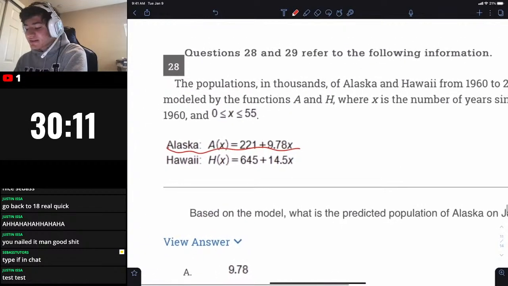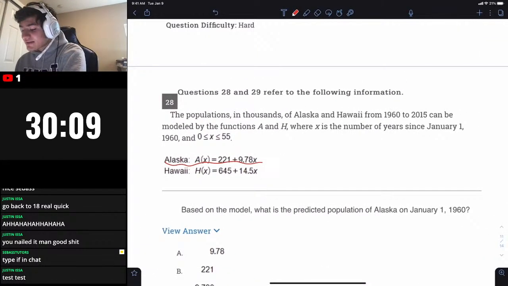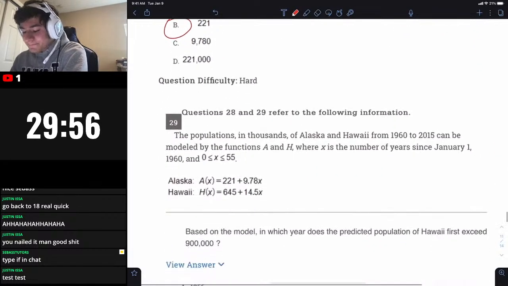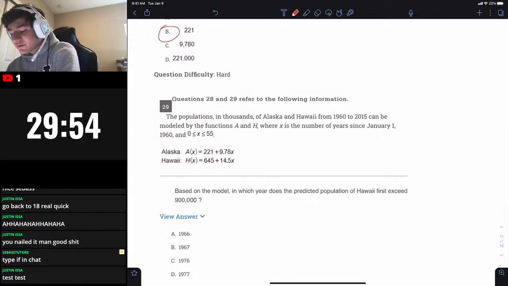The reason for that is x is 0, right? Because x is in years since January 1, 1960, but this is January 1960. So the years since then would be 0. So if we plug in 0 for x, we get 221. B.